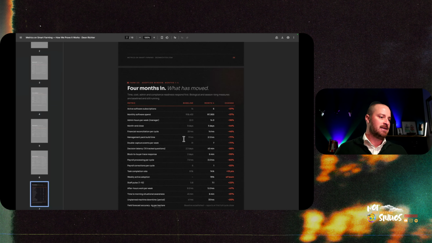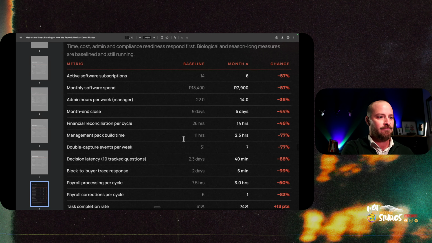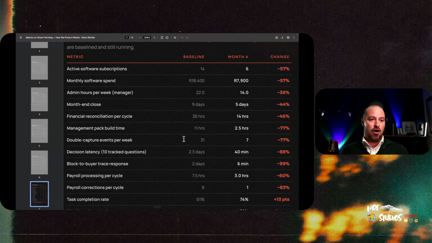The first one is active software subscriptions. There are 8 fewer software subscriptions that the client is using to gain the same and better results. Their monthly software spend dropped from 18,400 to 7,900 Rand a month. That's a 120,000 Rand a year saving just on that. Their admin hours per week, from a manager's point of view, went from 22 hours to 14 admin hours per week, opportunity costing on time.